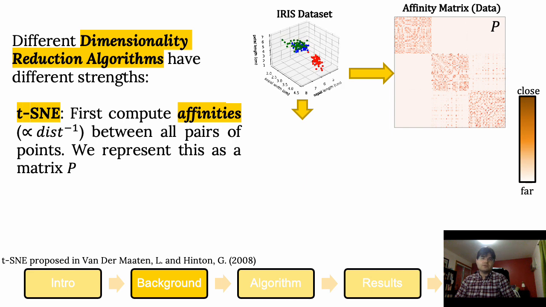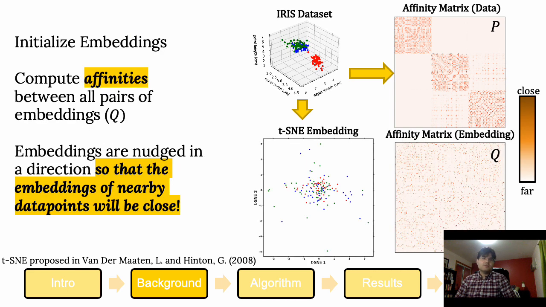Now, we're going to initialize the t-SNE embeddings randomly, and then we're going to compute affinities between all pairs of embeddings, and we're going to call that Q. Because the points are initialized randomly, the affinity matrix Q is going to appear like white noise. We also want to point out here that the affinity matrix Q is not computed using the same similarity function as P is.